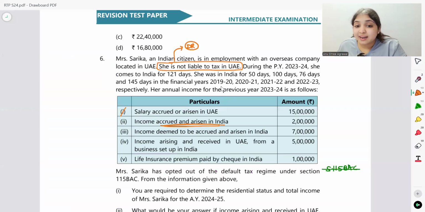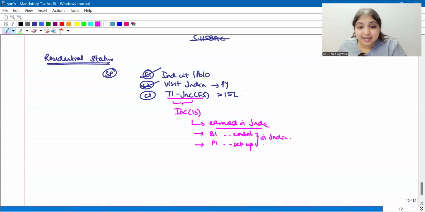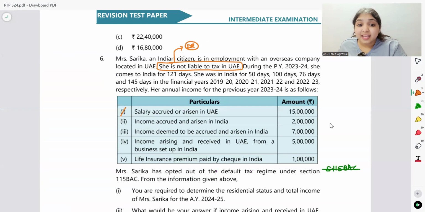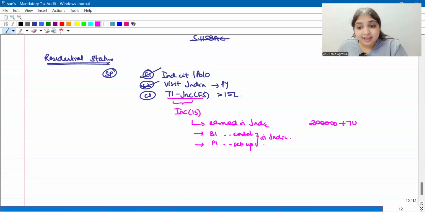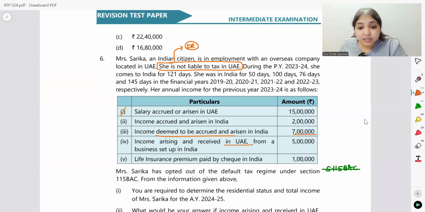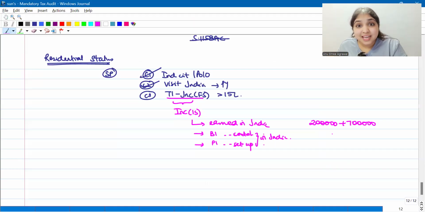Income accrued and arisen in India, 2 lakhs. Will I consider this? Yes, it is accruing in India. It is earned in India. So this 2 lakhs I will consider. Then, income deemed to accrue and arise in India. Yes, even this income is earned in India. So even this 7 lakhs I will consider. Then, income arising and received in UAE from a business which is set up in India. Business income from a business which is set up or controlled in India. Even this 5 lakhs I will consider, guys.